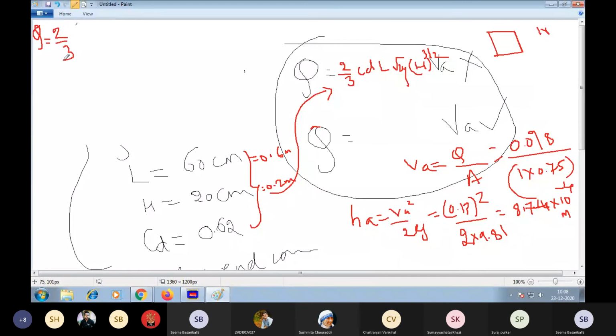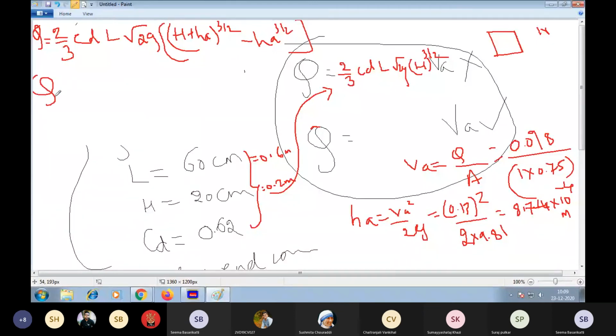Then calculate the discharge by considering the velocity of approach. It is 2/3 of CD into L into square root of 2G, into H plus HA raised to 3 divided by 2 minus HA raised to 3 divided by 2, instead of taking just H. Calculate and tell me the answer for discharge.